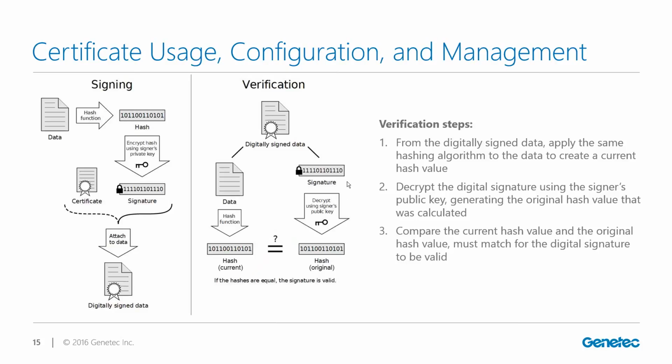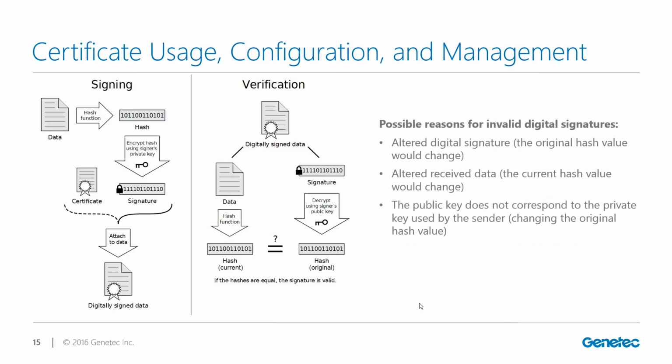Then as well, it takes that signature that it received and it decrypts it using the public key that it received, and then we get the original hash value. So this is the value that was created over here using the private key. So then what we can do is we can compare the current value from the data that it received with the original one that was sent along with it in the digital signature. And if those are equal, then we know the signature is valid, nothing happened along the way, and we're all good to go.